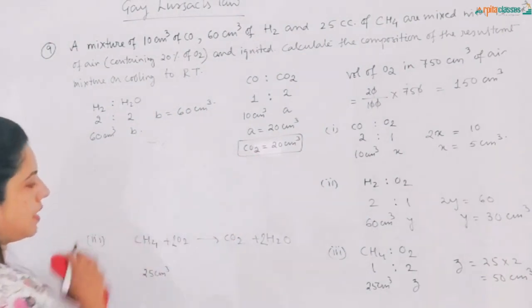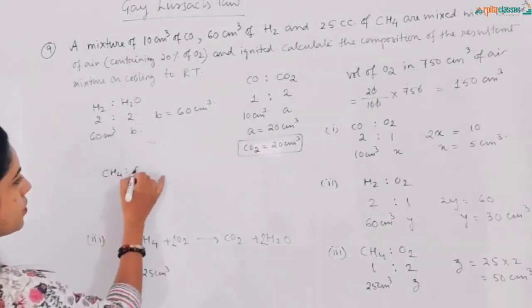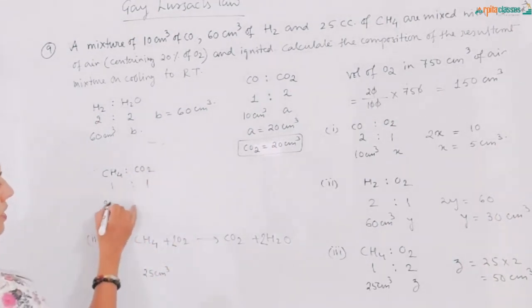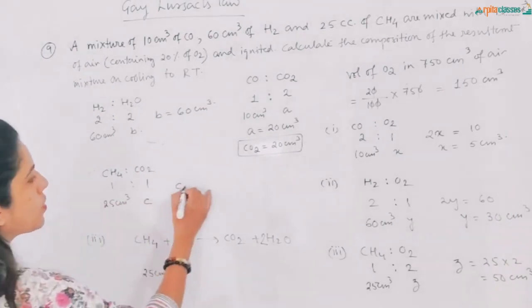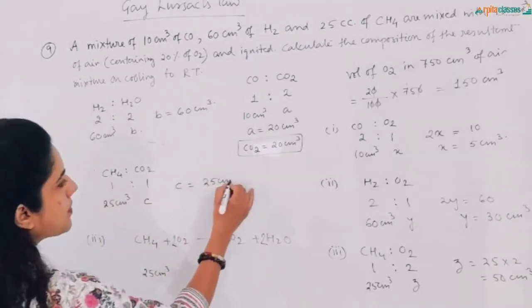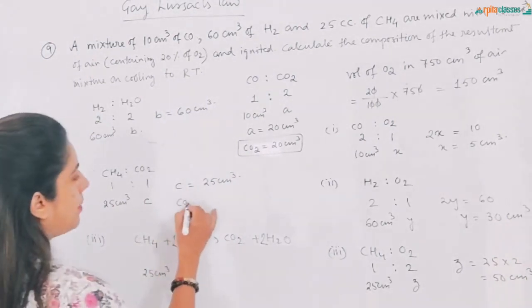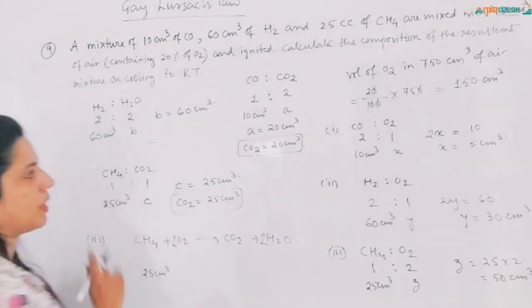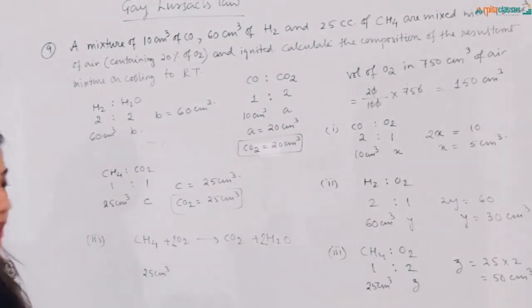Now let us see the third one. CH4 is to CO2 is 1:1. So if CH4 is 25 centimeter cube, how much will CO2 be? Let it be C. So C is equal to again 25 centimeter cube. So from here also we are getting carbon dioxide equal to 25 centimeter cube. So total carbon dioxide will be 25 plus 20, 45 centimeter cube.